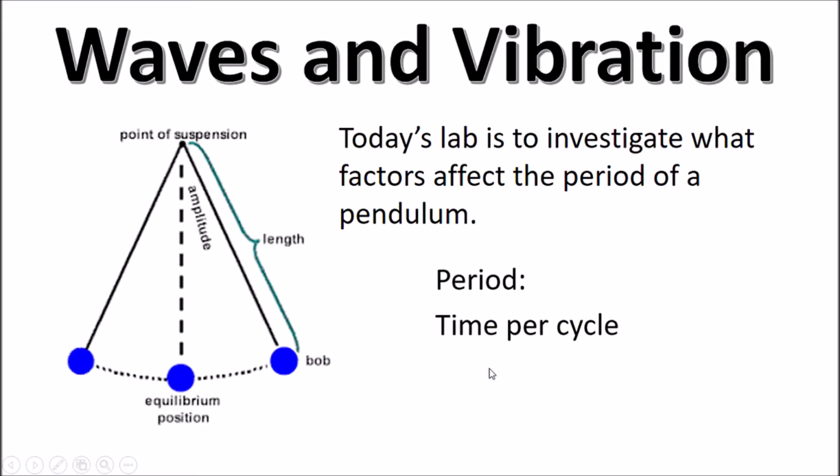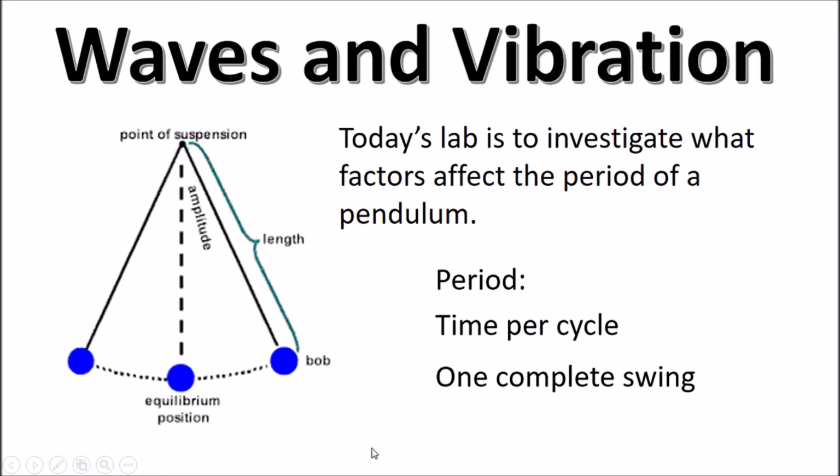So we're going to look at the period of a pendulum. So what is that? Period is time per cycle, so that's the time to make one complete cycle. All right, in a pendulum, that's one complete swing. So if I start it swinging from here, from there back to there is one complete swing. So that's the period, the time it takes to do that.